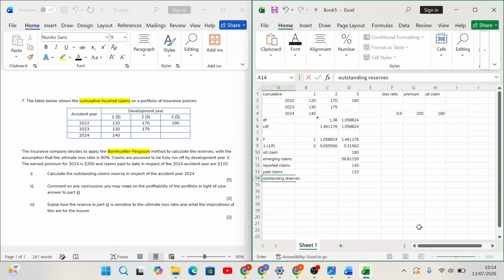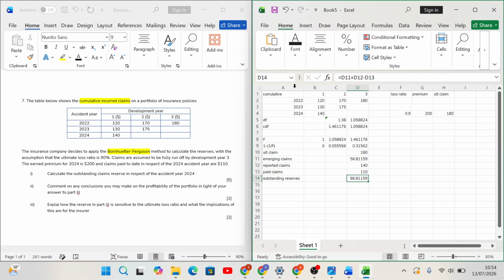So our reserves for the year 2024 will be the emerging claims that we calculated. We add the reported claims, which is from the table, we less the paid claims, which we had been given by the examiner. And so our outstanding reserves for the year 2024 will be 86.8115.